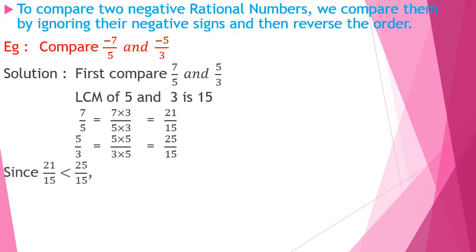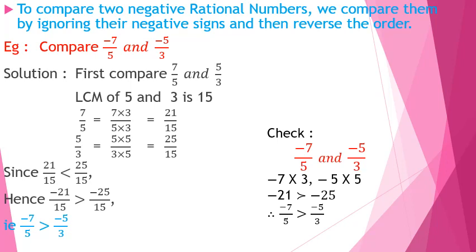Since 21 upon 15 is less than 25 upon 15, hence when we put the negative sign, the less than sign will reverse, so it will become greater than. That means minus 21 upon 15 is greater than minus 25 upon 15. That is minus 7 by 5 is greater than minus 5 upon 3.